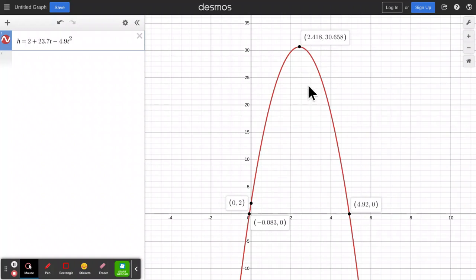Again, I want you to notice the 3 points we focus in on as we're doing this analysis are your intercepts, your x-intercept, your y-intercept, and your vertex.